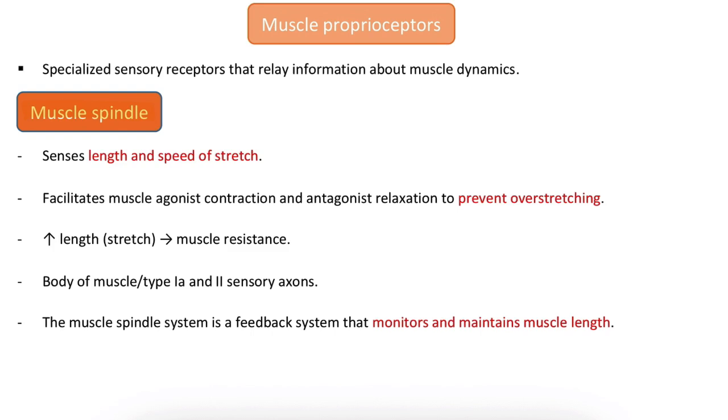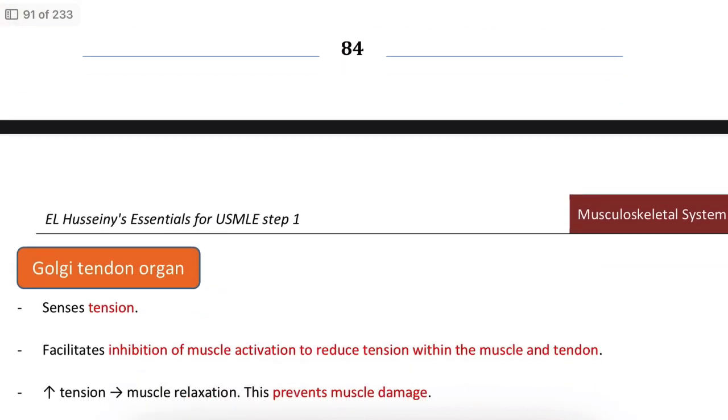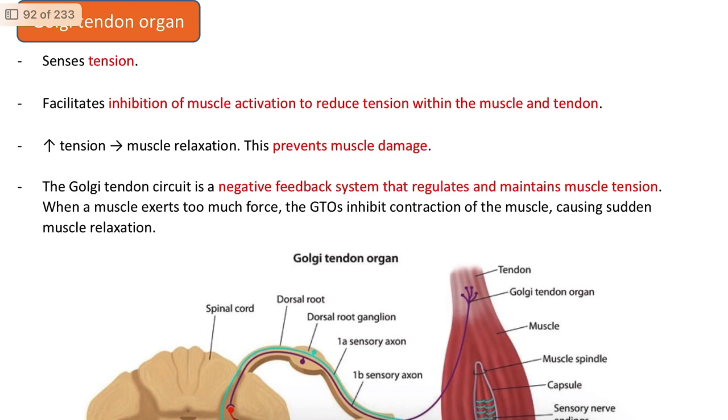Here we have a mnemonic, how you can easily remember this. Whenever you get stretch, the spindle fibers contract to resist stretch. Its main function is a negative feedback system to prevent overstretching and muscle damage. For example, the knee jerk reflex, or patellar reflex: tapping the patellar tendon stretches the quadriceps and the spindle activates reflex contraction. Okay, next one, Golgi tendon organ. It is a tension sensor.